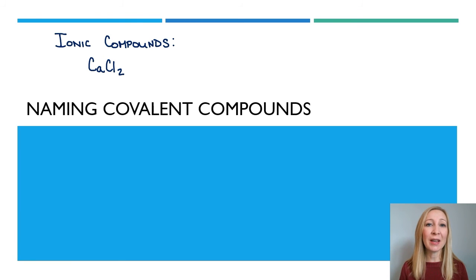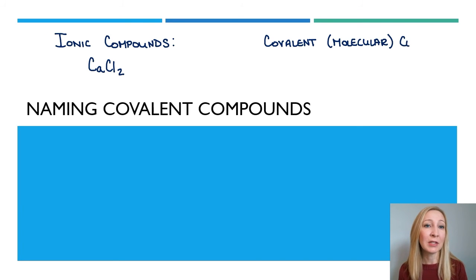The difference between ionic and covalent bonding is that in covalent bonding, we don't have exact ratios because electrons are being shared and they can be shared in different quantities. So we have to use a different system to name covalent or molecular compounds.